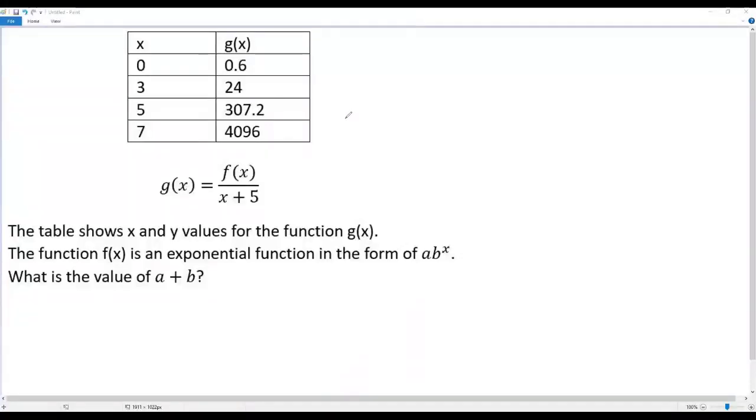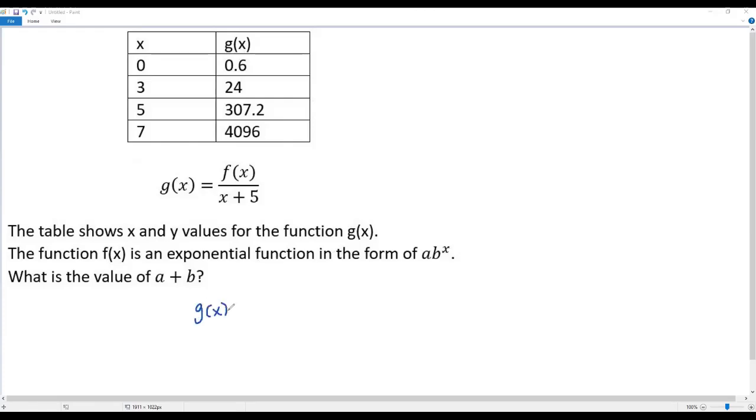Here we have a SAT math question. Okay, let's go to the information. There is a table of values given for x and g of x, and there is a function given over here. There is g of x equals f of x over x plus 5. The table shows the x and y values for the function g of x. The function f of x is an exponential function in the form of a times b to the x power. What is the value of a plus b?